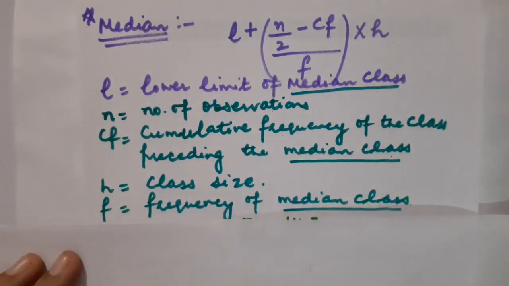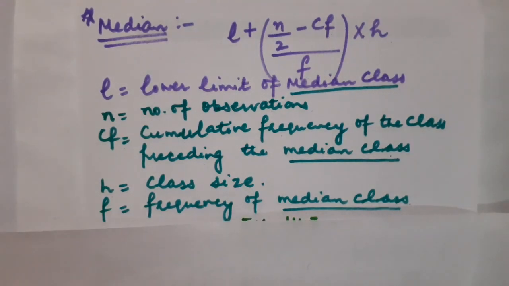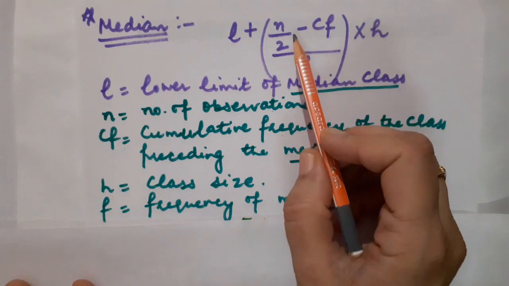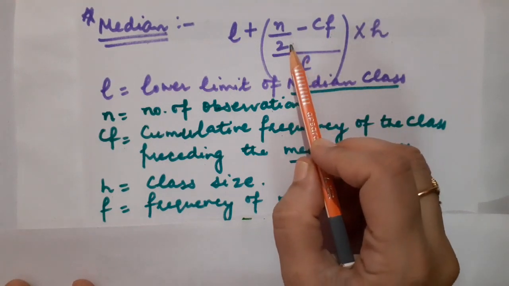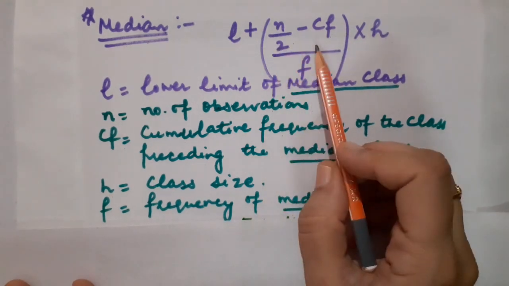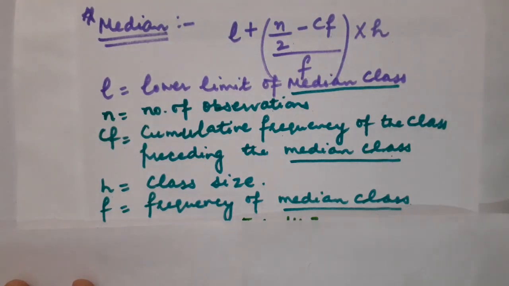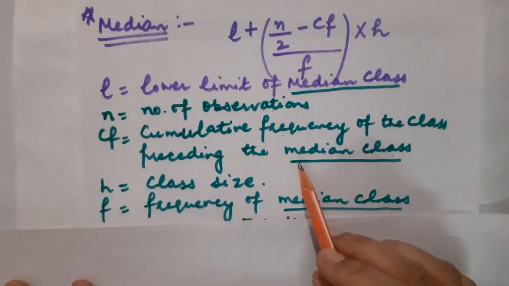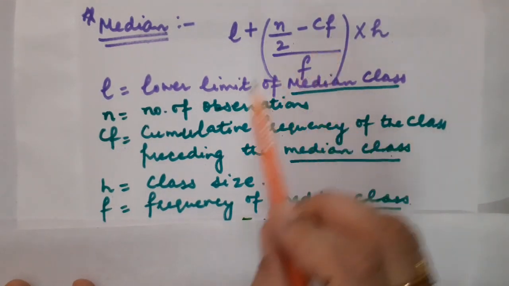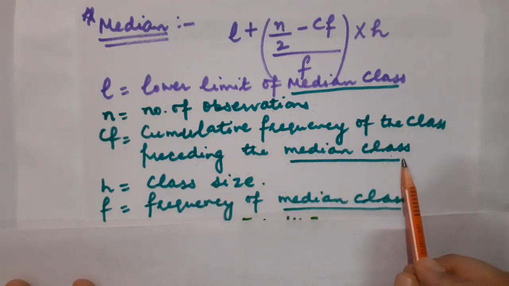Children, I told you that whenever we calculate median, we have to make a less than frequency distribution table. Correct? So whenever you have the total n, the number of observations, you calculate n by 2. And you choose that particular cumulative frequency which is just greater than n by 2. That particular class will be selected as the median class. But I told you that for CF we take the preceding term of the median class. Correct, students?